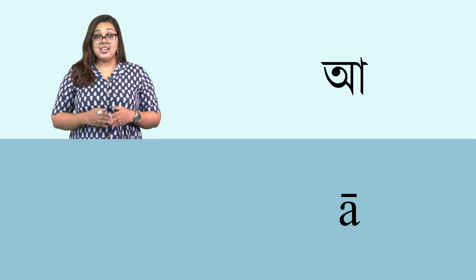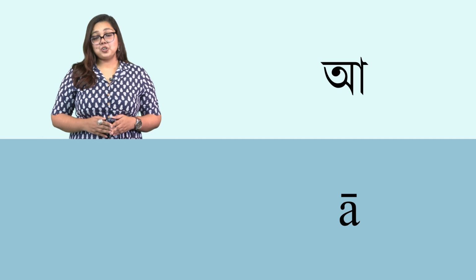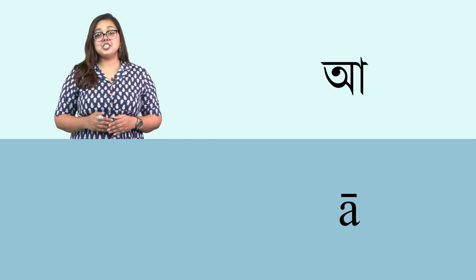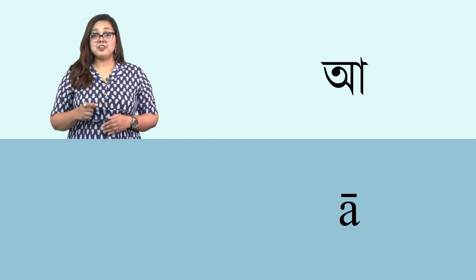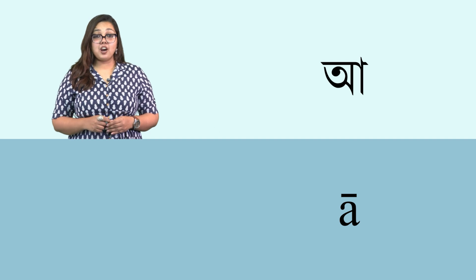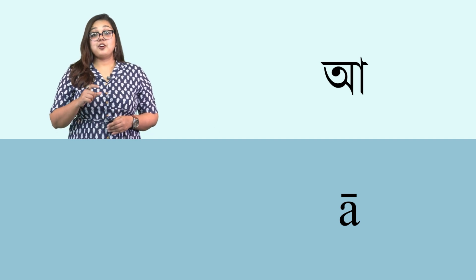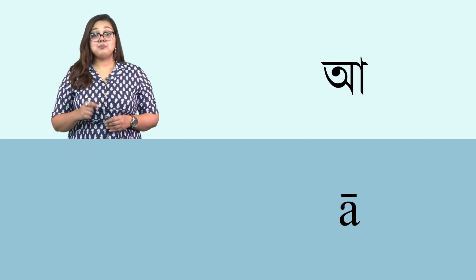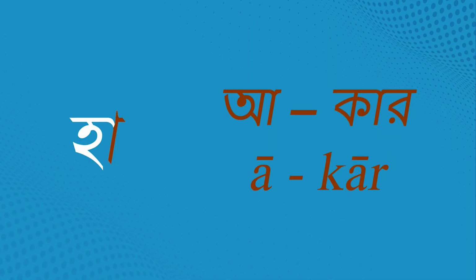The last letter of this set is a. It is a vowel or Shoroborno. The pronunciation of a is similar to the a of car in English. There is a horizontal bar which is called matra above the letter. It can also be represented as a diacritic marker called akar, which appears at the right side of the consonant.